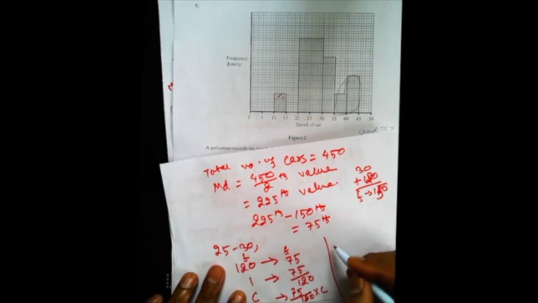And for this class interval, this is 75 divided by 120, and the class interval is 25 to 30. That means the C value is 30 minus 25, which equals 5. Okay, so you multiply here by 5 and your answer is 3.125.